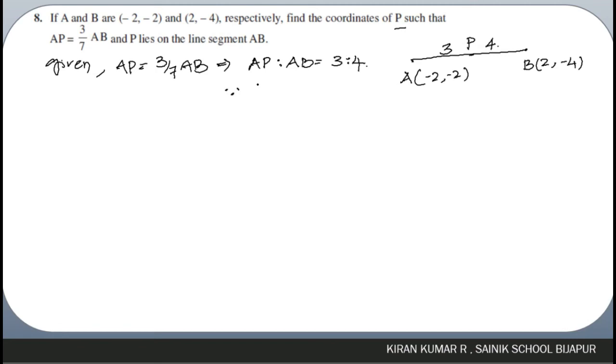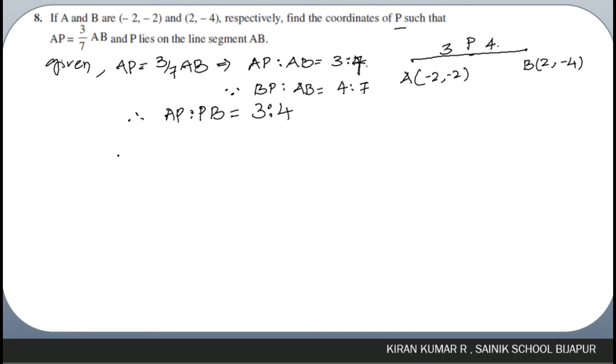Because if AP is to AB is 3 is to 4, BP is to AB will be equal to 3 is to 7. This will be equal to 4 is to 7. Therefore, the ratio AP is to PB will be equal to 3 is to 4. The sum AP added to PB will be AB, which is 7. Therefore, the ratio AP is to PB is 3 is to 4.